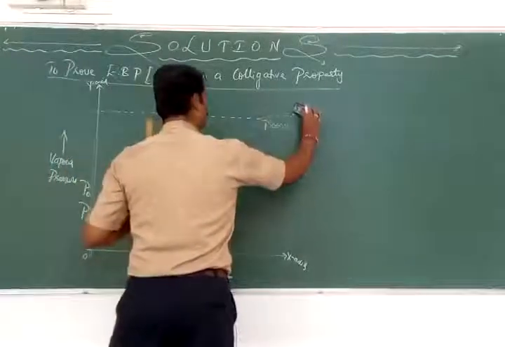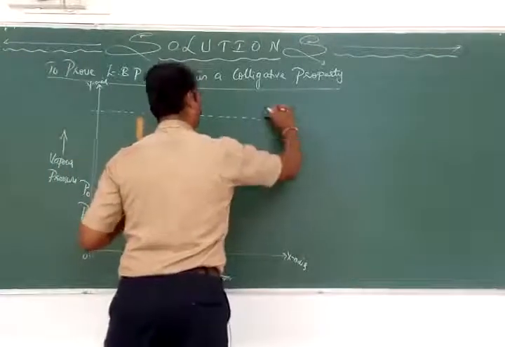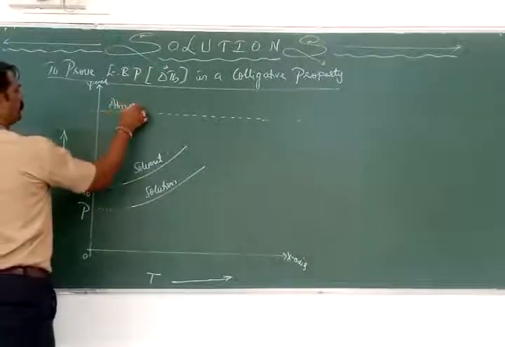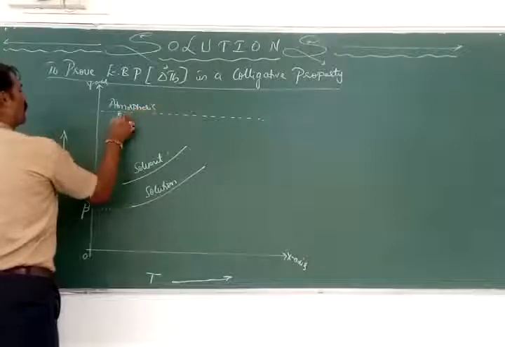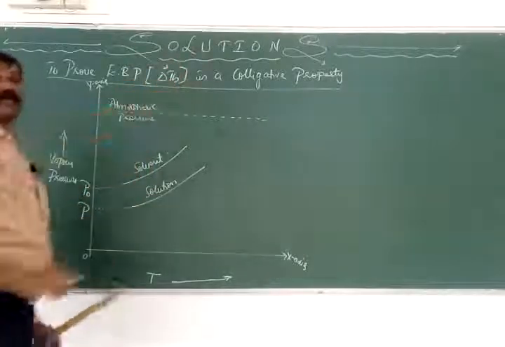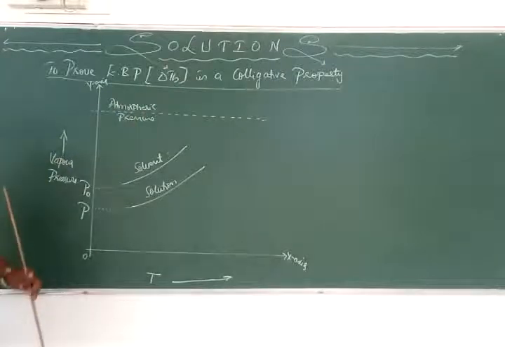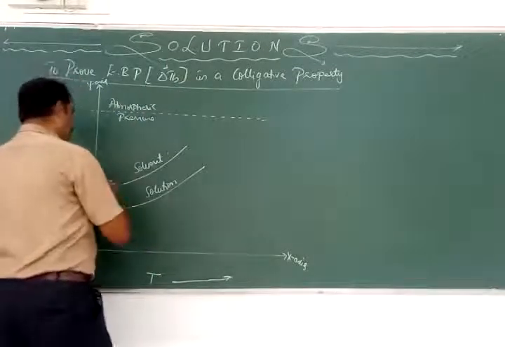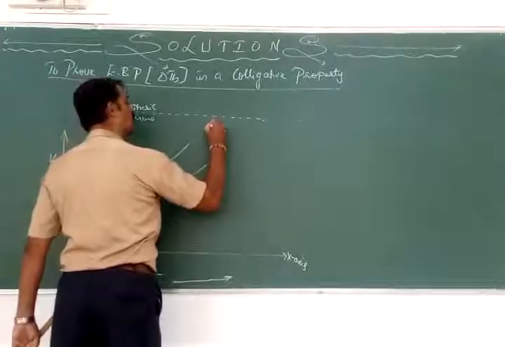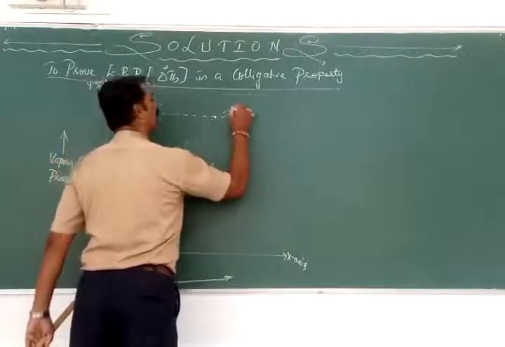So let's write here itself. This is atmospheric pressure. We know that atmospheric pressure at a given place is always constant. Now, as the temperature increases, the vapor pressure of the solvent goes on increasing, and suddenly it changes here and it moves like this.